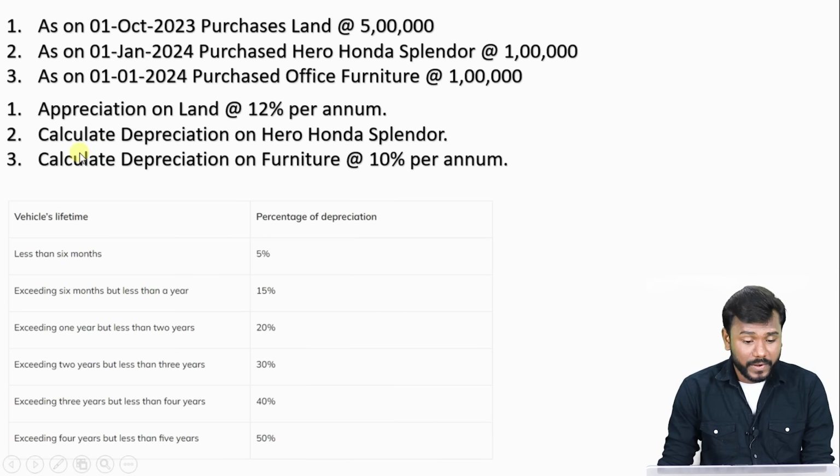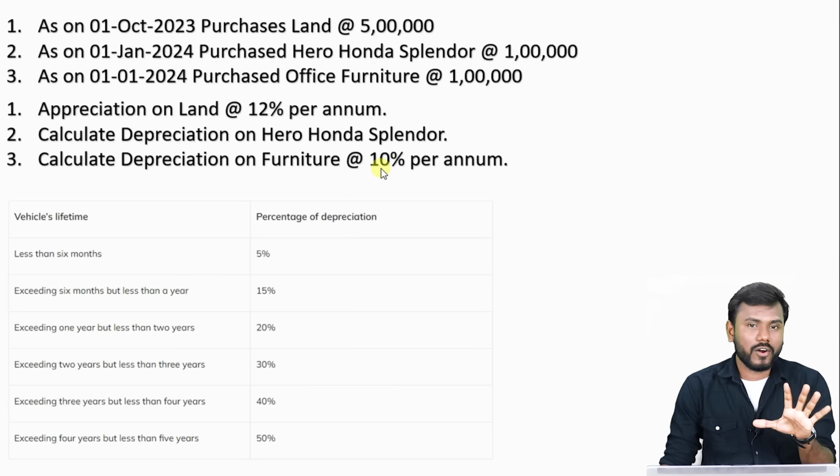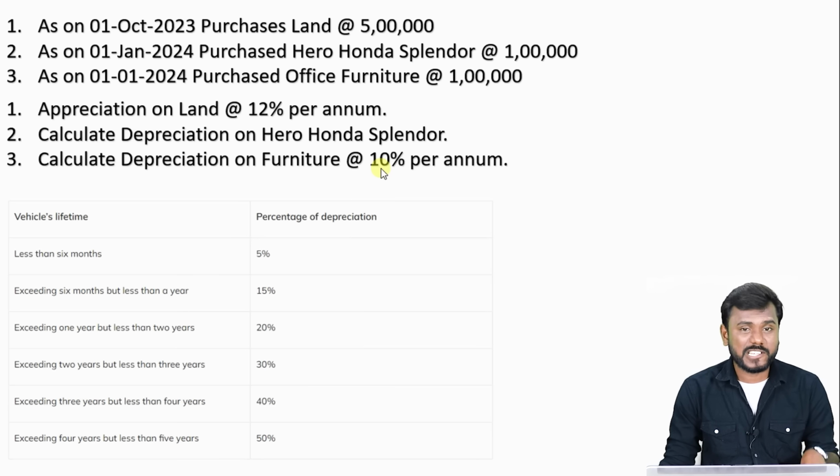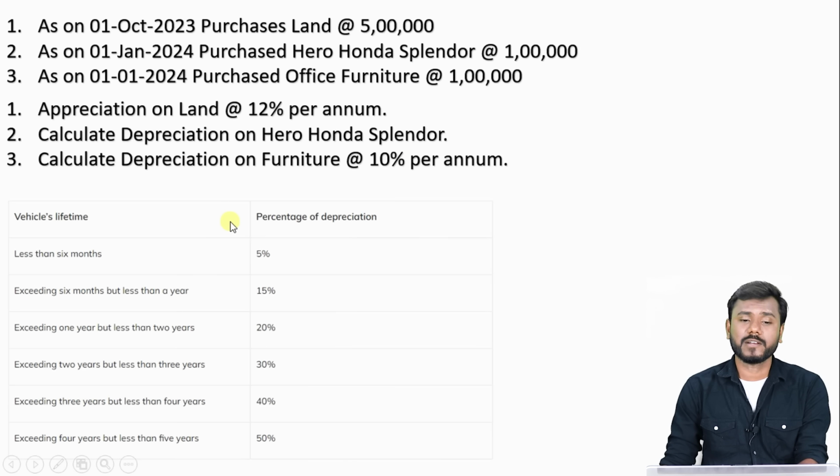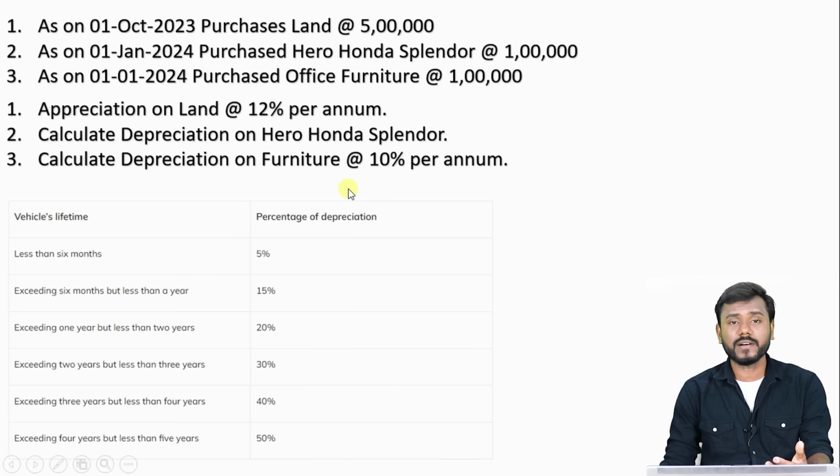For office furniture, calculate depreciation on office furniture at the rate of 10% per annum. So kindly follow the video resources to understand the depreciation on home appliances, depreciation on lockers, depreciation on machinery, depreciation on plant. Based on the category the percentages are listed. Follow my video resources. But as an example, let's say 10% is the depreciation on the furniture.